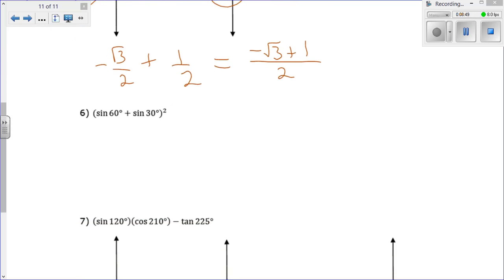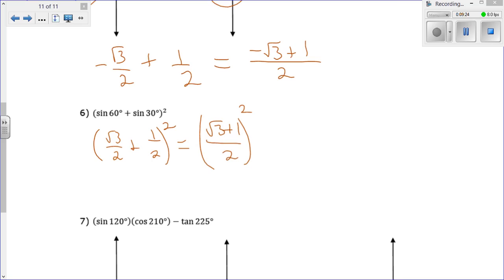Okay. For number 6, the sine of 60, go back to our right triangle up at the top. The sine of 60 is radical 3 over 2 plus the sine of 30. Well, the sine of 30 is 1/2. And then the quantity squared. So the very first thing I need to do is add inside my parentheses. I will have radical 3 plus 1 over 2, the quantity squared, which means write it twice.